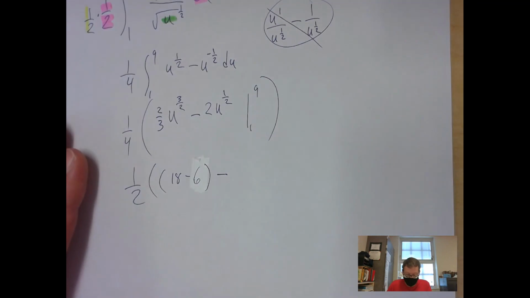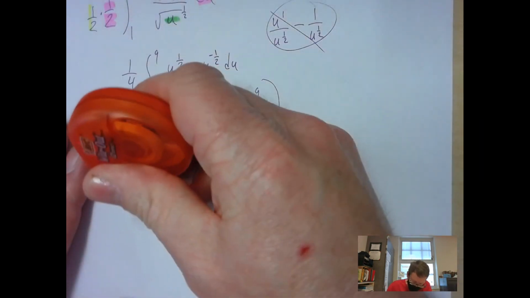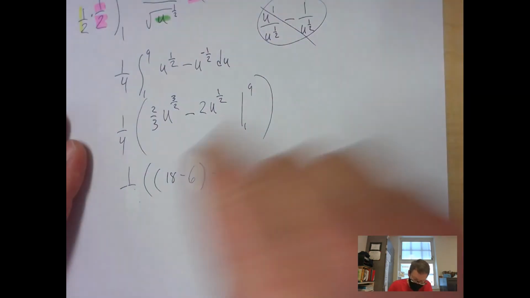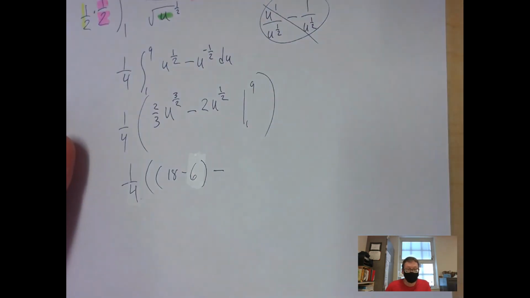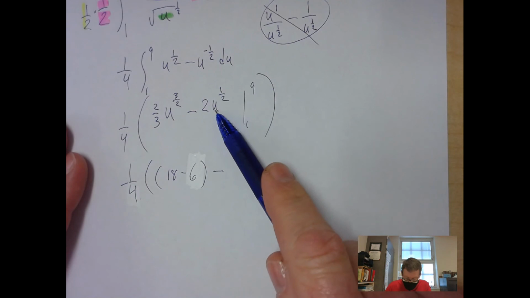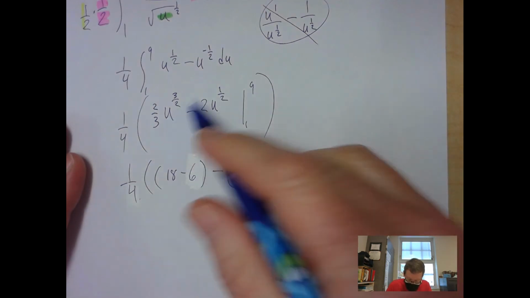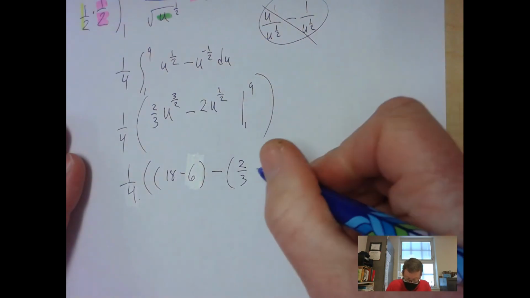Minus. I also got excited there too. I changed my 1/2 into a 1/4. There we go. Okay, so 9 goes in here. That's 18. 9 goes in here. That's 6. Okay, now we're putting 1 in. 1 goes in here, 2/3. 1 goes in there, minus 2.